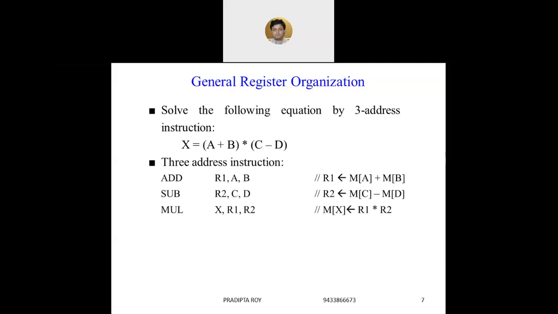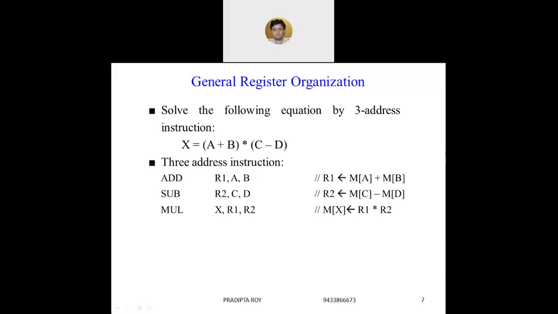Suppose the equation is x equal to a plus b into c minus d. And remember, all these a, b, c, d, x are memory locations. So how to solve this equation with the help of three address instructions? That can be shown here. Add R1, A, B. What does it mean? It means that the content of B memory location is added with the content of A memory location and the result is stored back in general register R1.